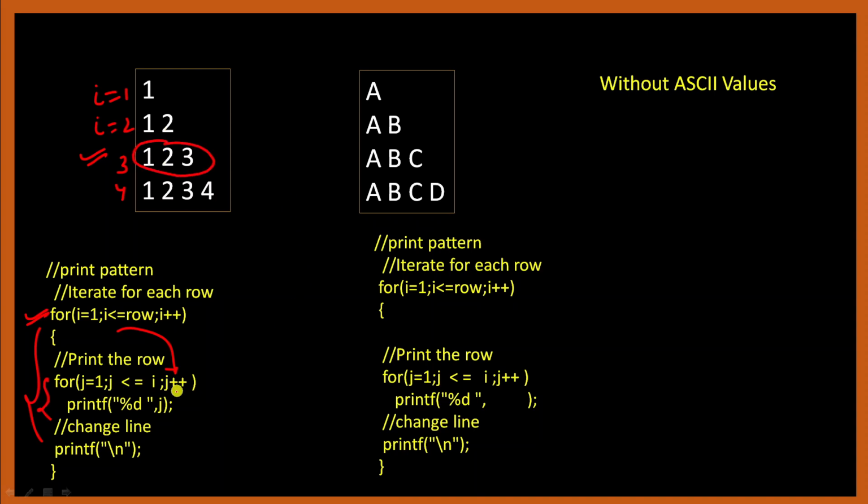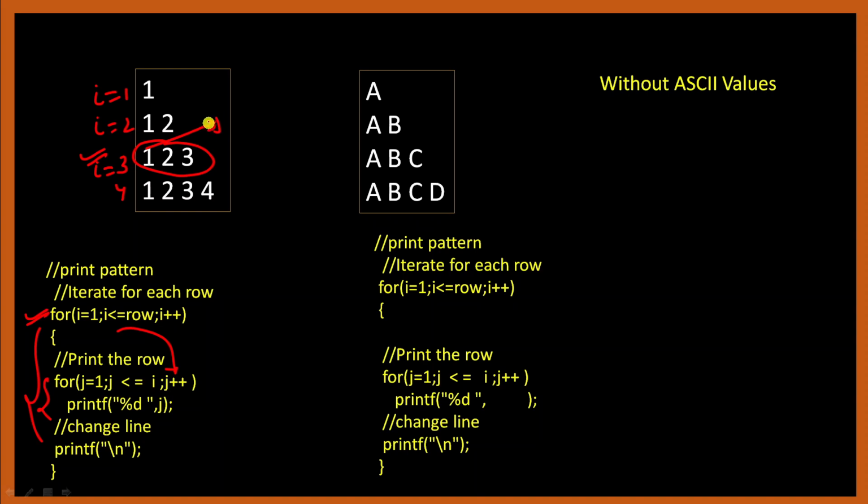Particular i-th row. For i equal to 1, this will run for j equal to 1 to j less than or equal to 1, so 1 time. For i equal to 2, this will run 2 times, and it will print 1 2. In the same way, the inner for loop will run 3 times for i equal to 3. Now, for example, we are in the i equal to 3, third row. We will come here and i will be 3, so j will run from 1 to 3.